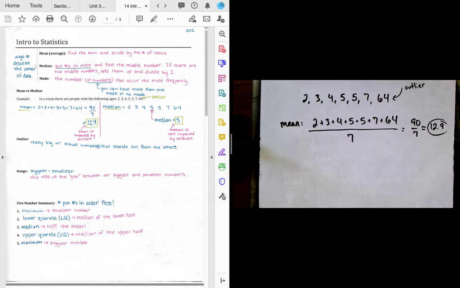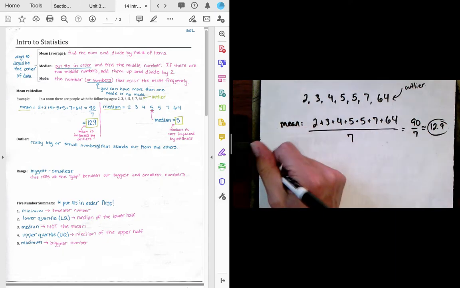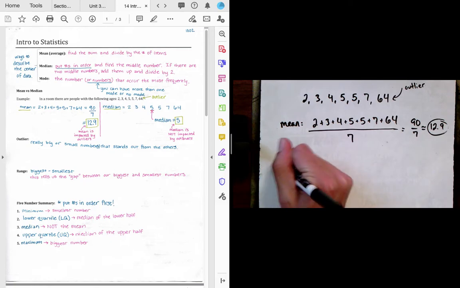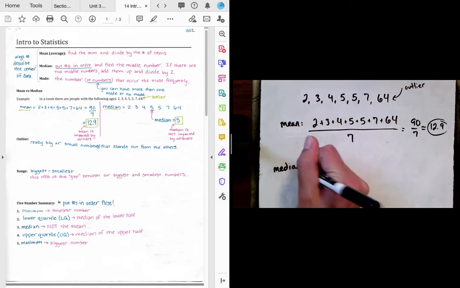No one's really near the age 13. They're all much younger than that. And 13 isn't a good indicator for the 64-year-old either. So instead of looking at the mean, let's try a different measure. Let's look at the median.